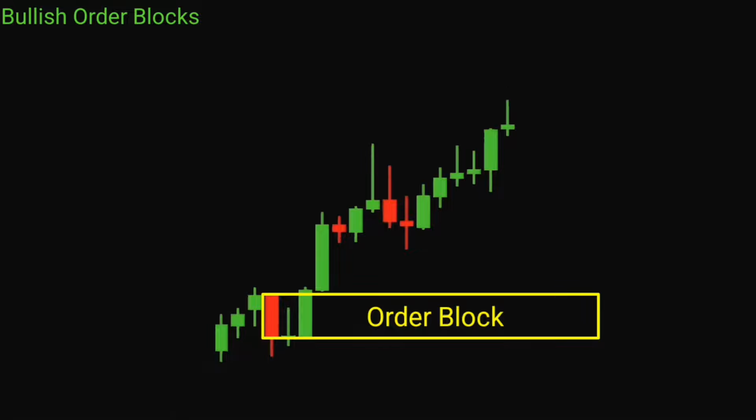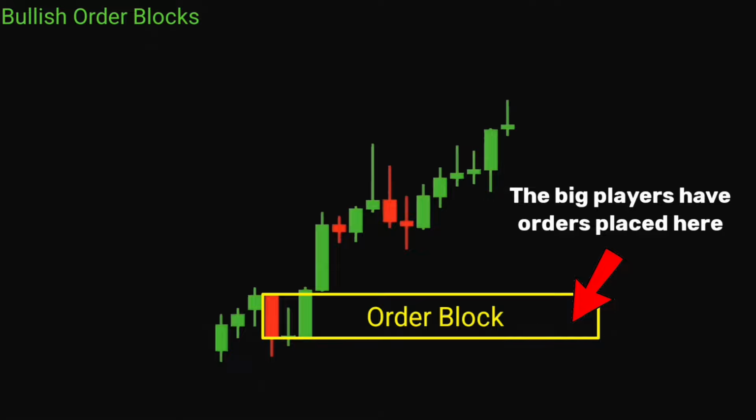This zone that we just marked out is a high probability area for price to pull back to, because major players like banks, hedge funds, and institutions have their orders sitting here. So price will most likely drop to this level to fill those orders at a discount.